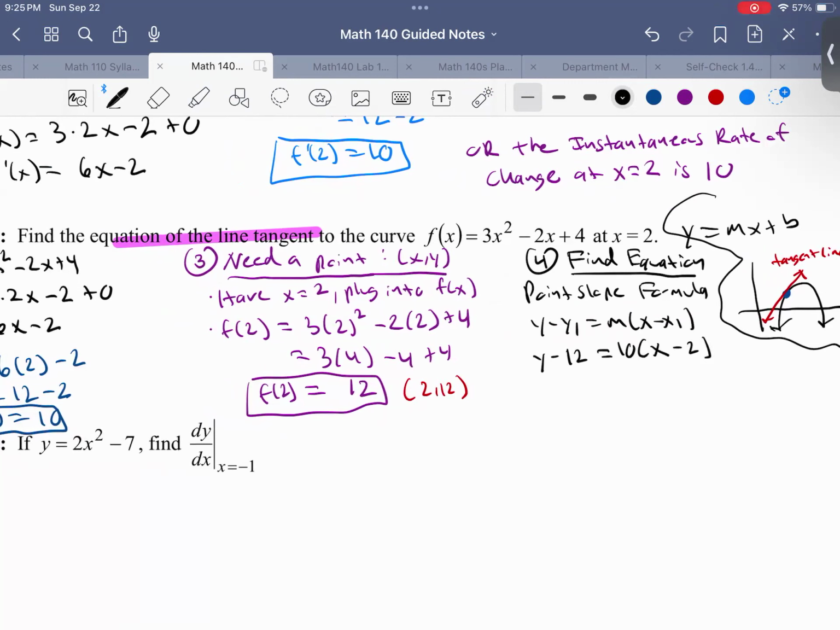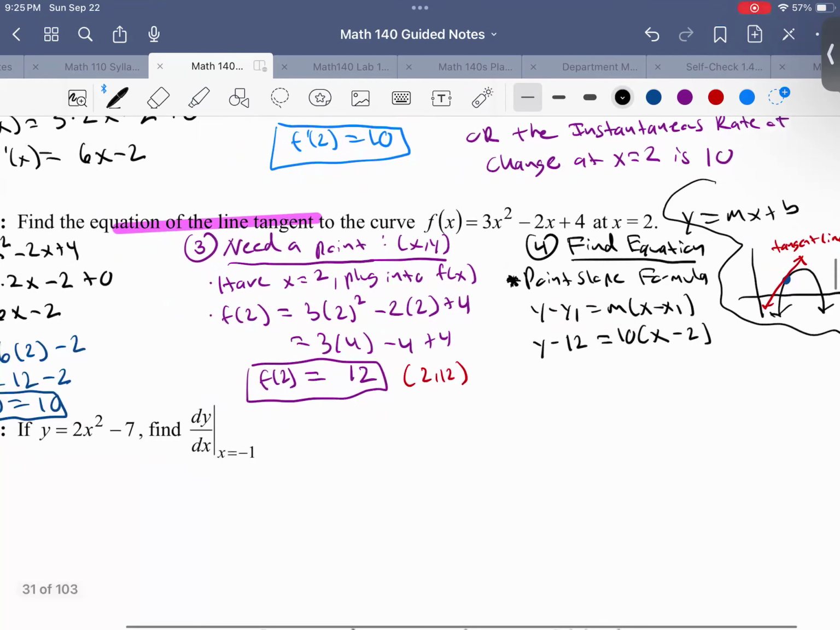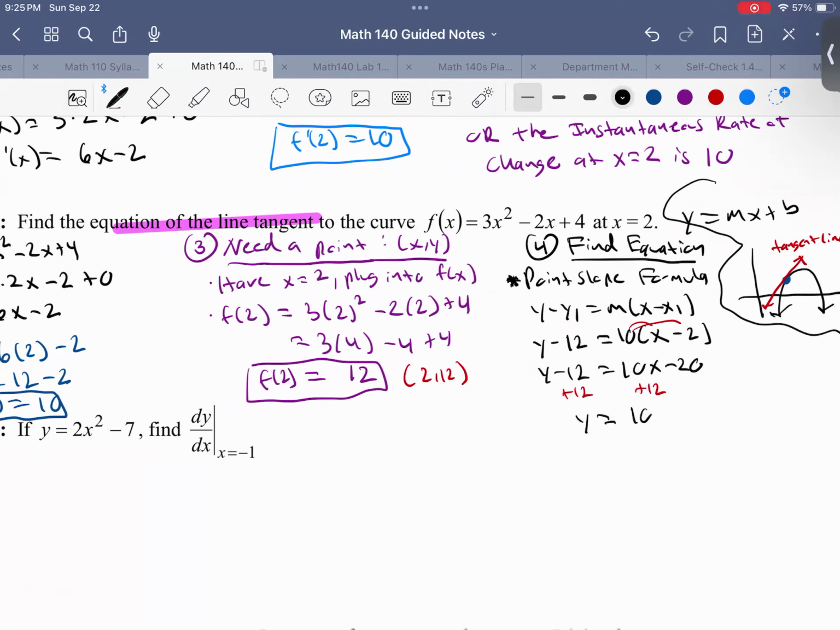This is from our algebra review and just some basic algebra concepts. And now we go ahead and find our y equals mx plus b. So this becomes y minus 12 equals, going to distribute into 10, so 10x minus 20. I distributed into 10, and I'm going to add 12 to both sides to get that y by itself, to get my y equals mx plus b. So 10x minus 8.